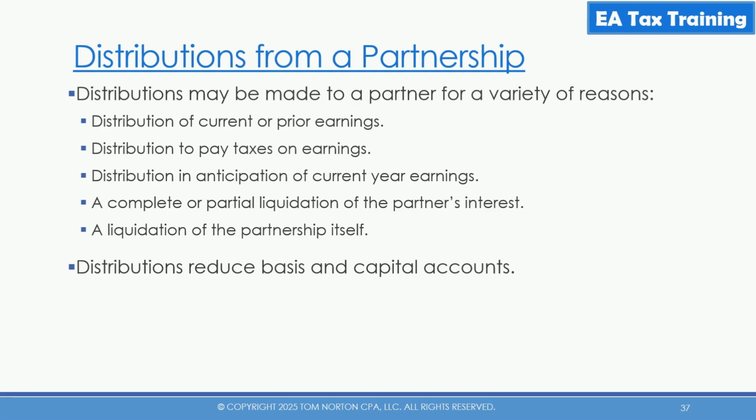Distributions from a partnership. So distributions may be made to a partner for a variety of reasons. Could be a distribution of current or prior earnings, could be a distribution to pay taxes on earnings, could be a distribution in anticipation of earnings, could be a complete or partial liquidation of the partner's interest, or it could just be a liquidation of the partnership itself. Distributions received do reduce the partner's basis and their capital account. So we will talk more about those later, but we do want to remember that distributions reduce both basis and capital accounts.